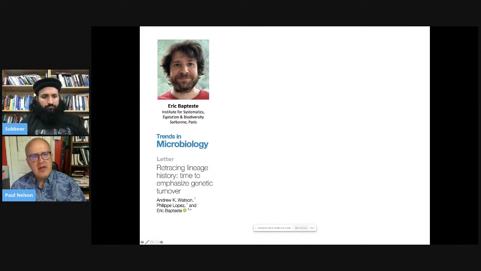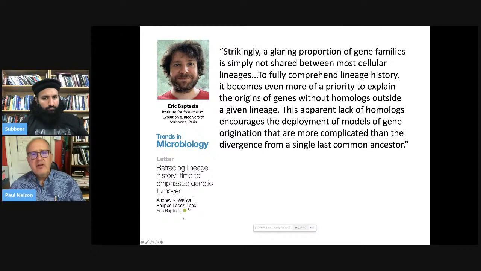Eric Baptiste is an evolutionary biologist at the Sorbonne, and in a paper with two colleagues, and I really should have their pictures here too, and I apologize for that. He's the senior author on this paper. This is still in press. It's brand new. They argue that there is so much non-homology, lack of homology among the gene families in microbial groups, that we need to rethink how we do comparative genomics at a fundamental level.